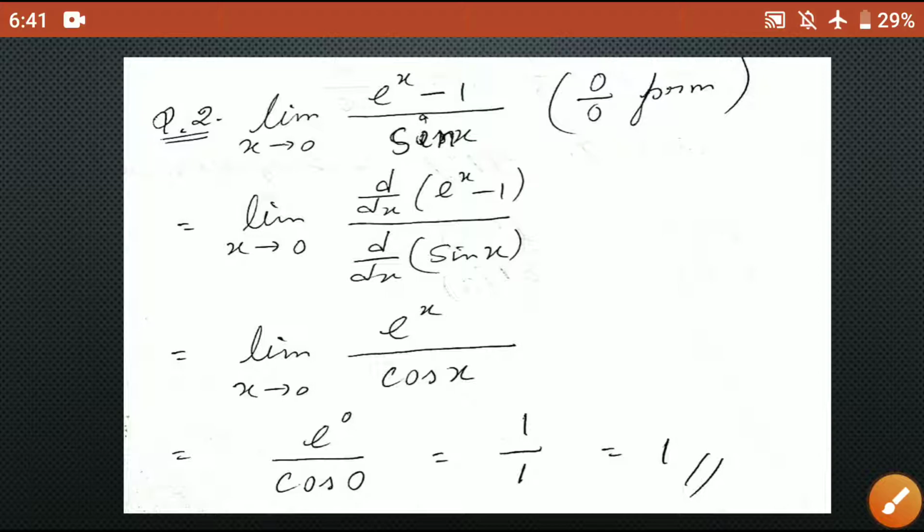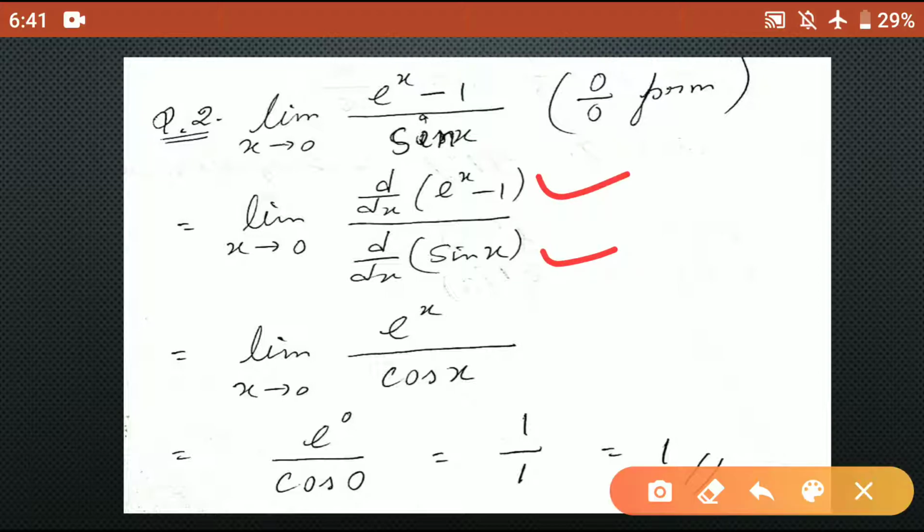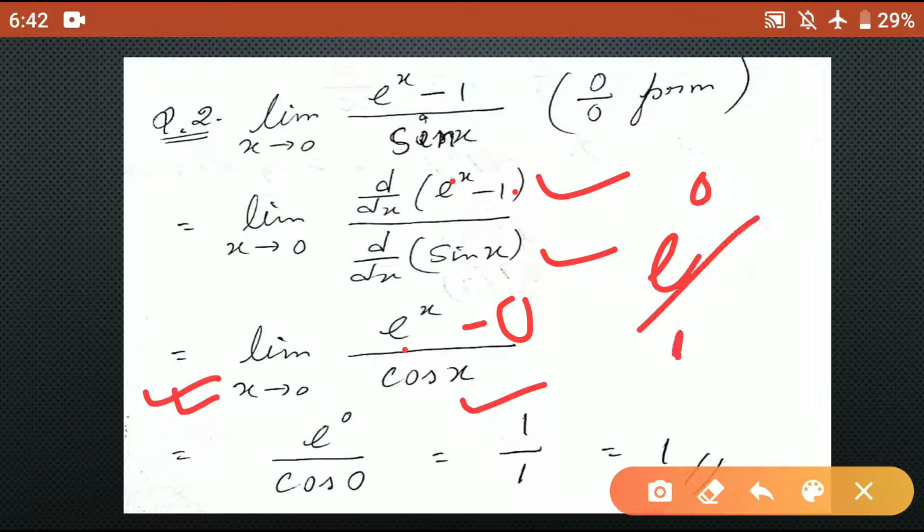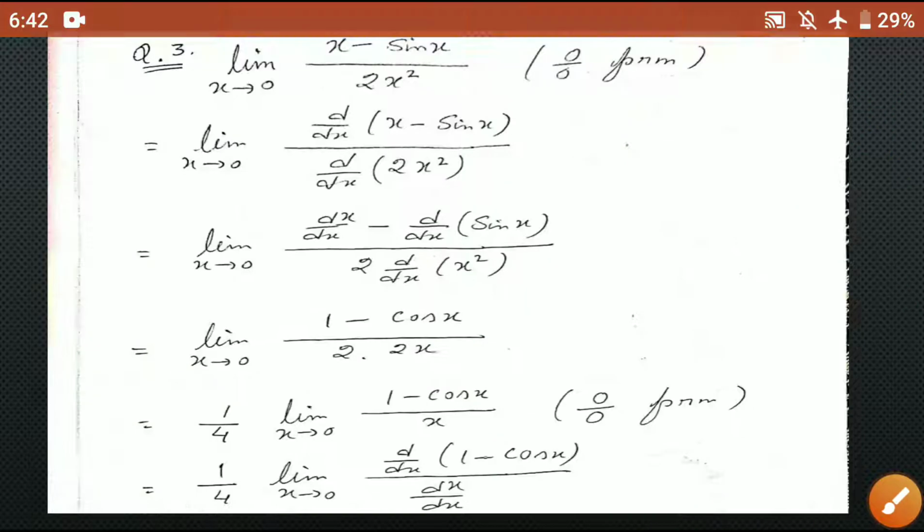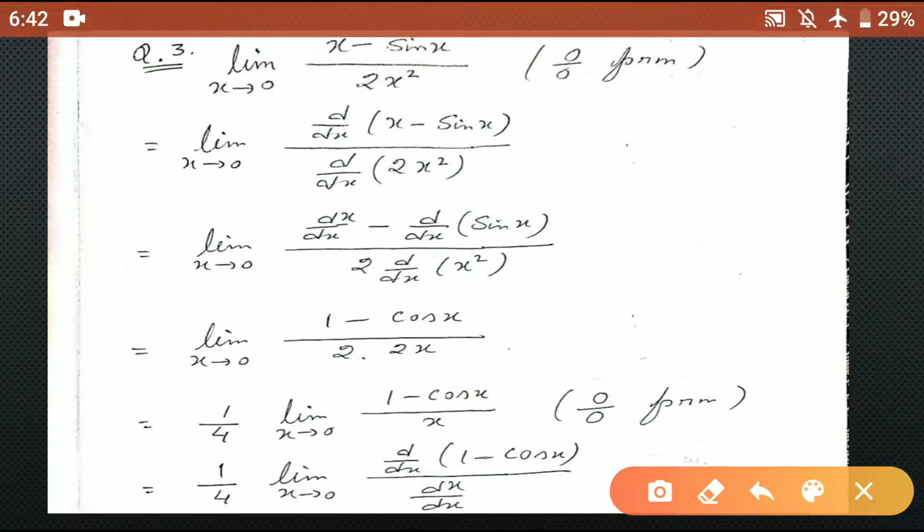So now we will differentiate both the numerator and denominator. d/dx of (e^x minus 1) by d/dx of sin x. So d/dx of e^x means e^x, and d/dx of 1 is 0, so e^x minus 0 divided by d/dx of sin x, which is cos x, so e^x by cos x. Now you put x equal to 0, so e^0 by cos 0. e^0 means 1 and cos 0 means 1, so the result is 1. Okay, let us consider another example.